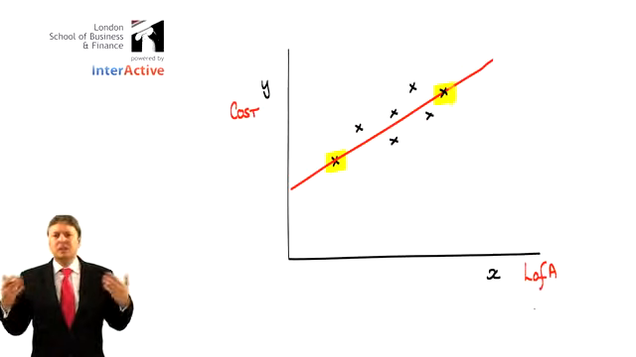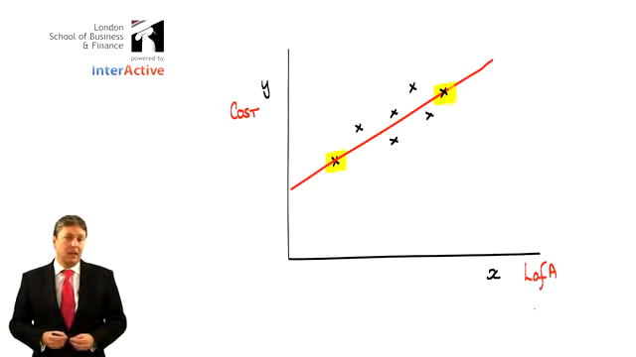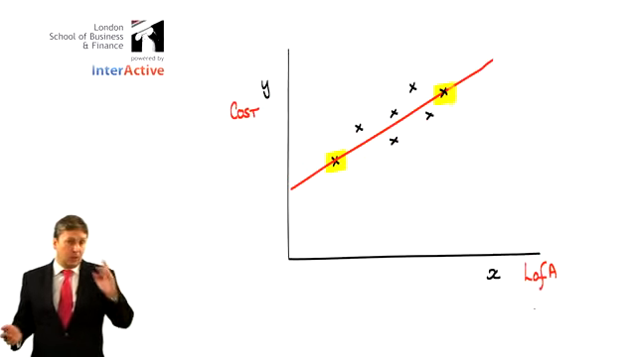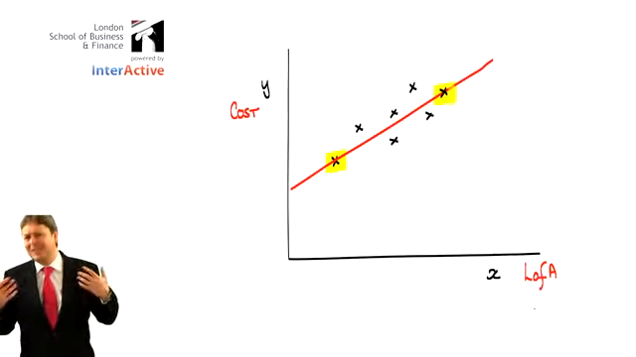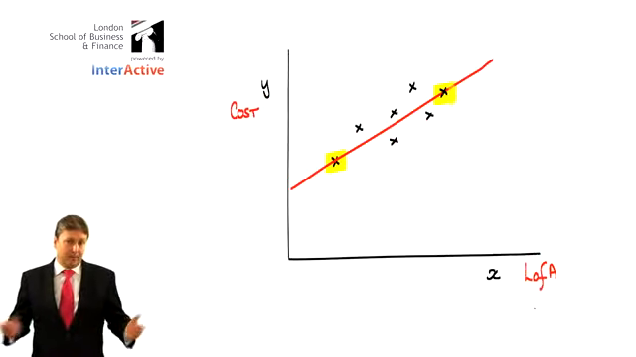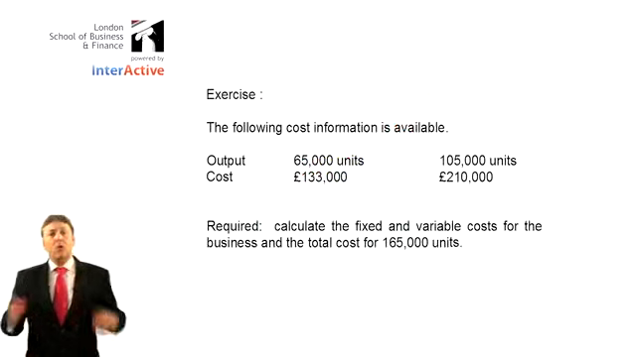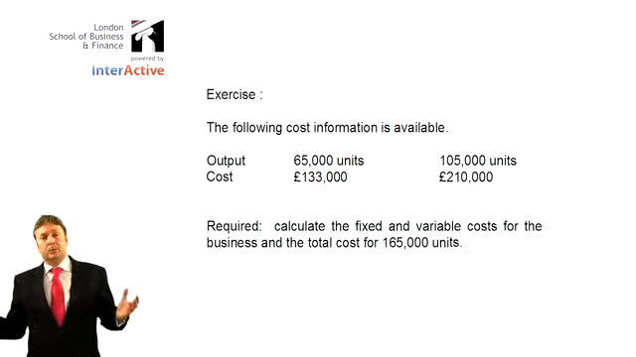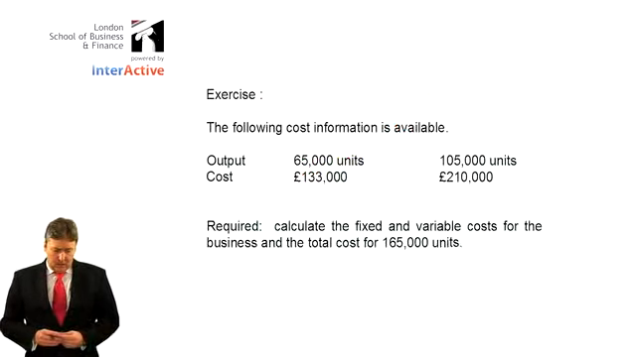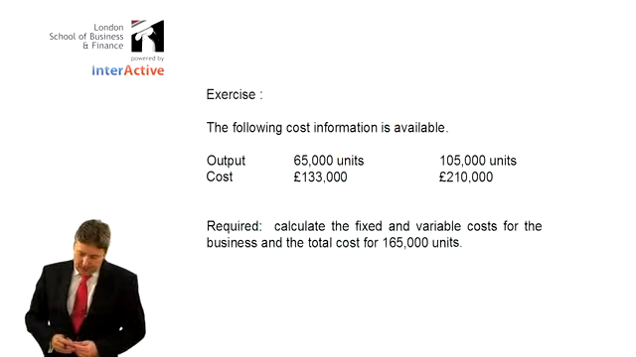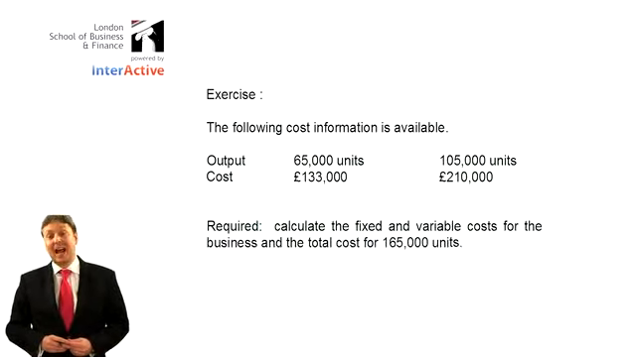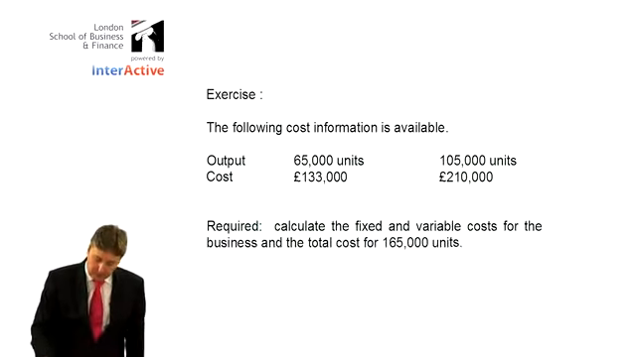That in mind, let's just focus on the sort of thing that we may get and how we would deal with it. I don't think it's difficult, and I will tell you that high-low is almost guaranteed to come up a couple of times in your exam. What we have in front of us is an example, a typical example that you could easily get. The following cost information is available. We have output of 65,000 units and 105,000 units.